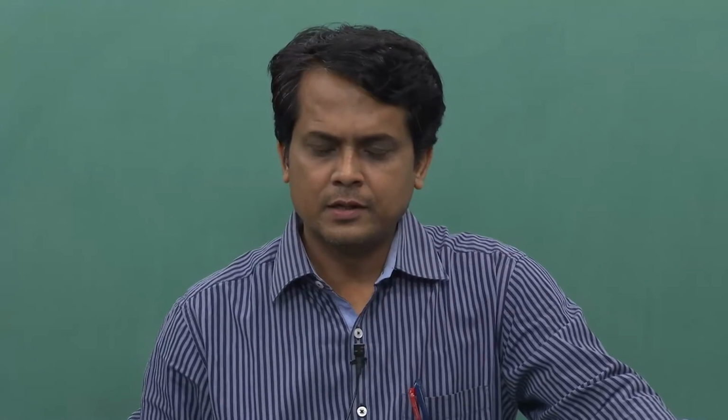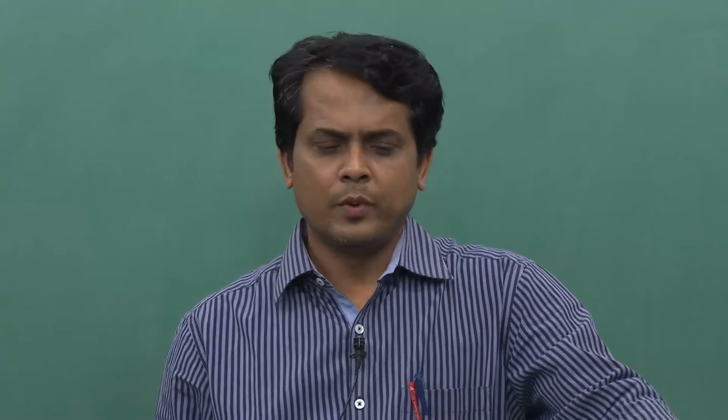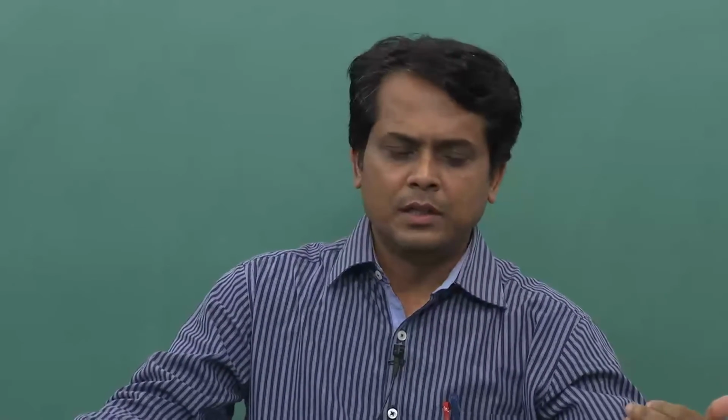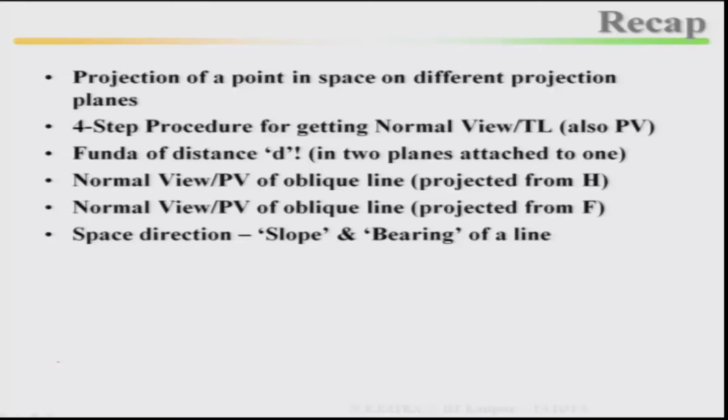So, let us start space geometry. What have we covered till now? Till now we have covered projection of a point in space on different projection planes, then the 4 step procedure for getting normal view or true length, the distance d in two planes attached to one normal view or point view of an oblique line, projection from the horizontal plane as well as from the frontal plane, space directions, slope and bearing of lines. Up to this we have completed.